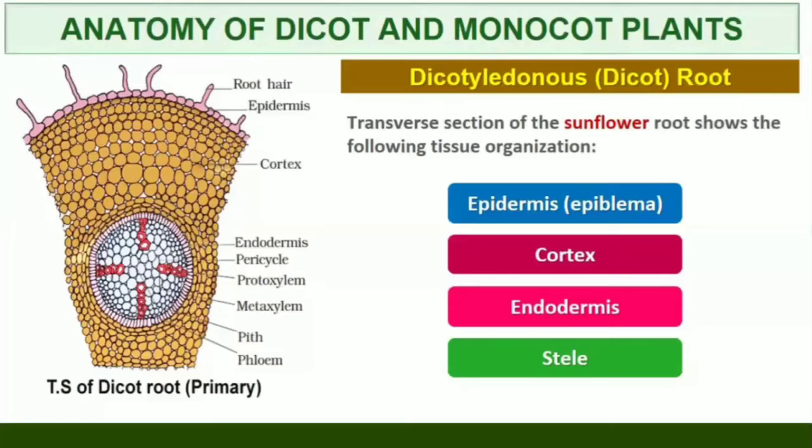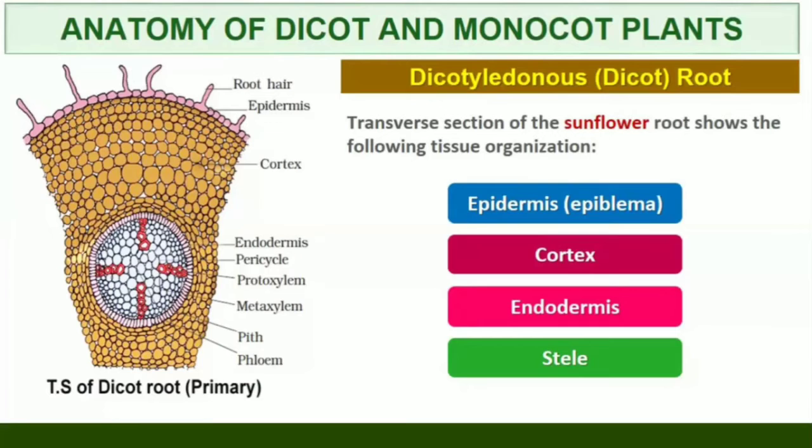6.3 Anatomy of dicotyledonous and monocotyledonous plants. For a better understanding of tissue organization of roots, stems and leaves, it is convenient to study the transverse sections of the mature zones of these organs. First, dicotyledonous root. Let's see transverse section of sunflower root.